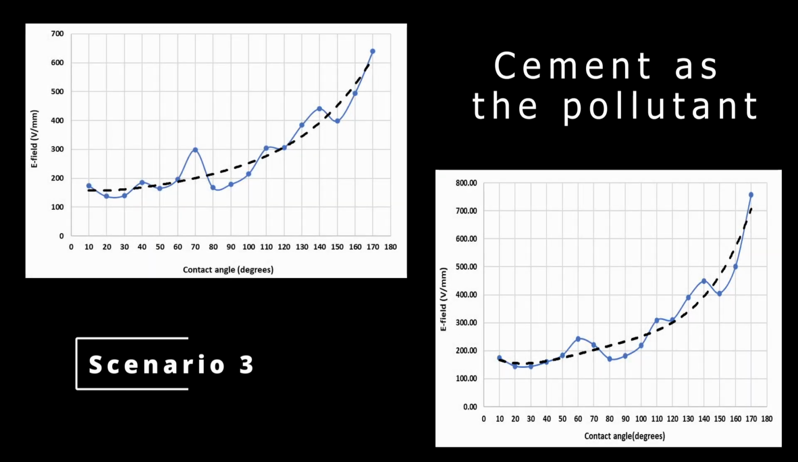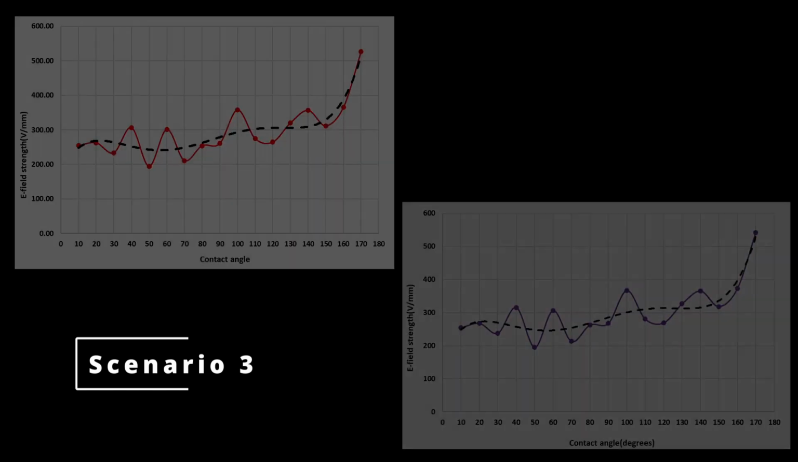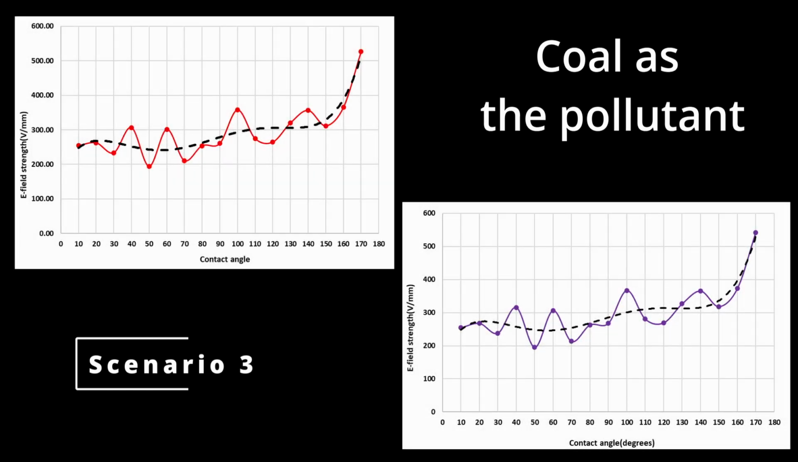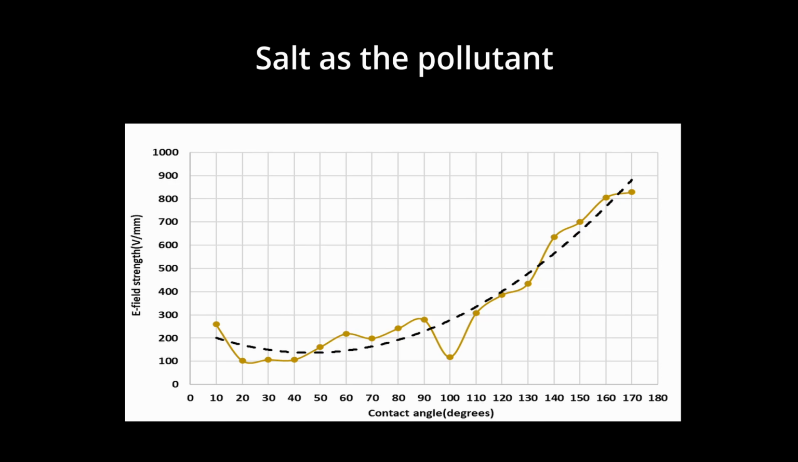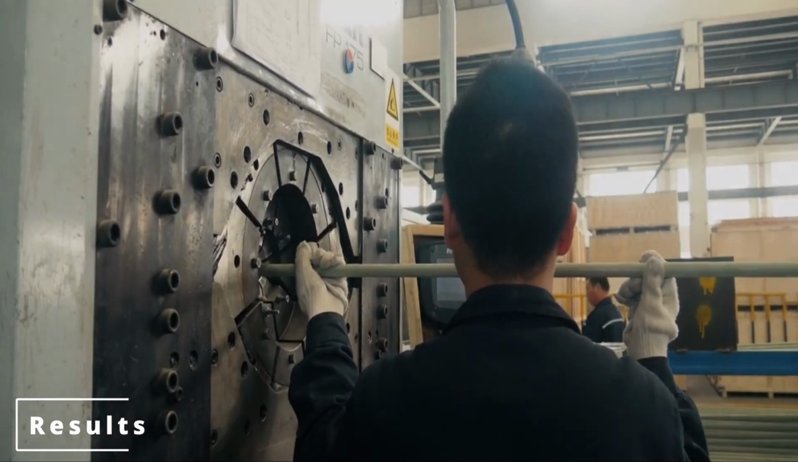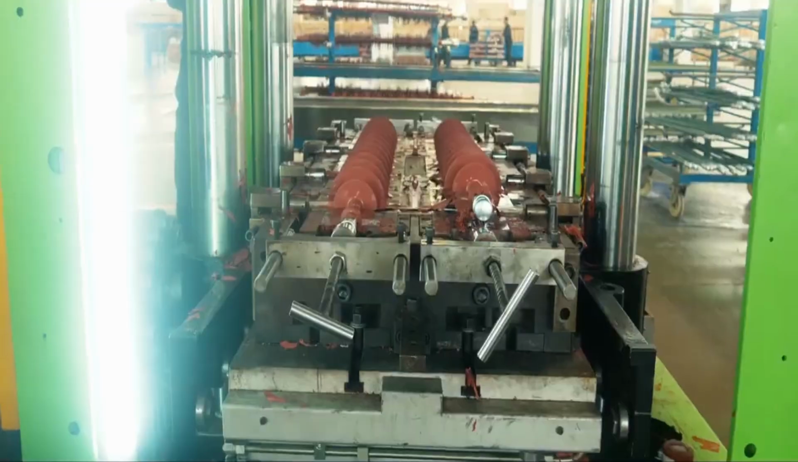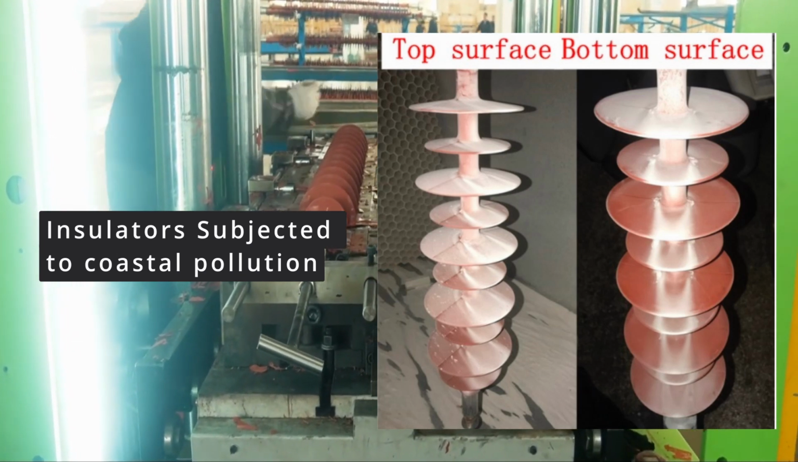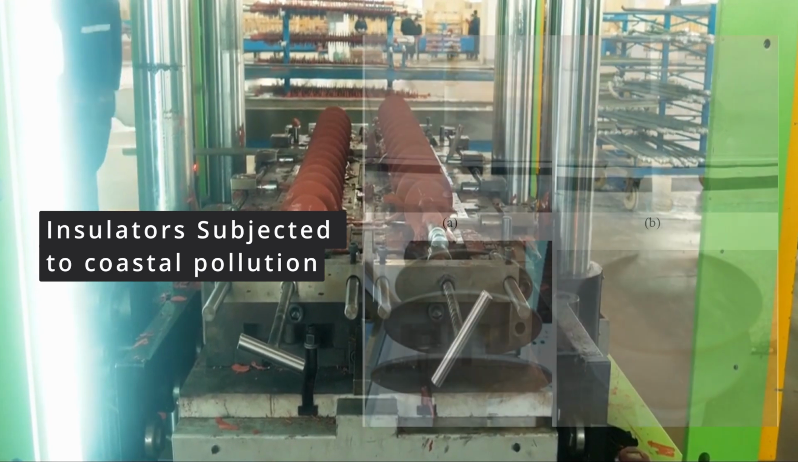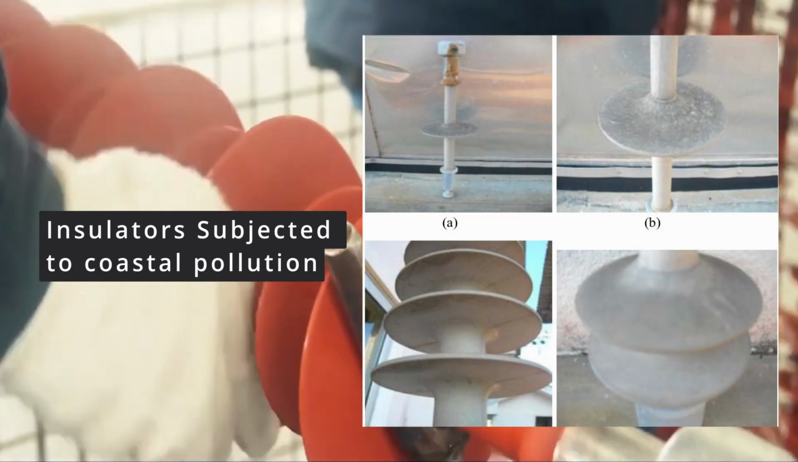Scenario 3: coal ash and cement pollutant layers on the insulator surface. E-field variation in all cases shows an increasing trend with contact angles. In the case of coal-contaminated insulators, the maximum E field tends to increase with the contact angle, but the rate of increase is less than that of the salt contamination due to the high conductivity of salt contaminants compared to the industrial contaminants. However, the maximum E field obtained for higher contact angles in coastal area pollution is greater than that of the industrial pollution scenario. Thus, insulators in the coastal region are subjected to high E field stresses when there are water droplets of high contact angles present on their surface.